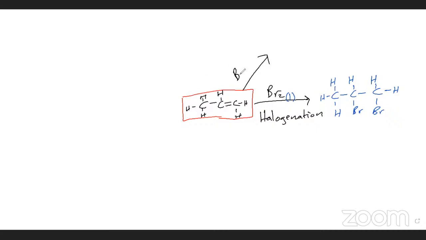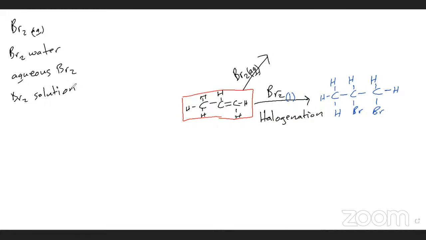If the bromine is aqueous, so let me just put it over here. Br2 aqueous. On the question, it will say bromine water, or they will say aqueous bromine. Whether they say bromine water or aqueous bromine, it's the same thing. Or if they say bromine solution, that is bromine dissolved in water. When it is dissolved in water, they are going to put bromine on one carbon and OH on the next one. So if it's aqueous, it's Br and OH.